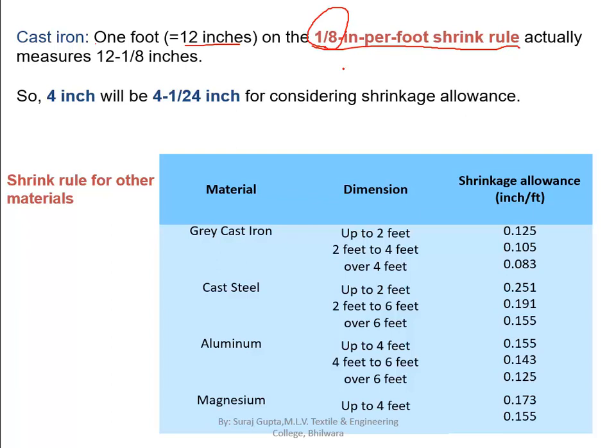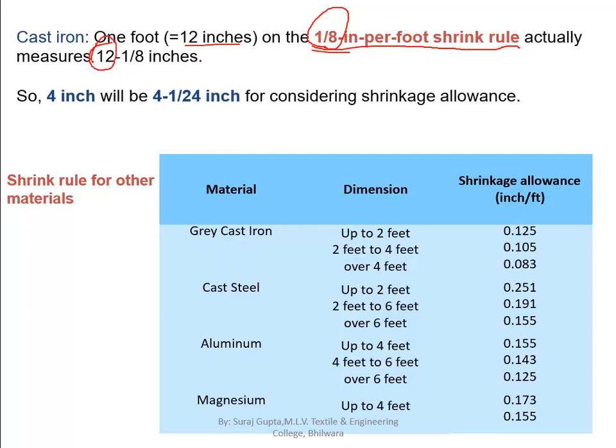So how will the pattern be made? The pattern will be made as the size of the actual dimension of the product plus this 1 by 8 inch per foot. If there is 2 feet of the length of the product, then we use 2 multiplied by 1 by 8 inch added to the pattern size. Actually, for 12 we need 1 by 8. What is 12?